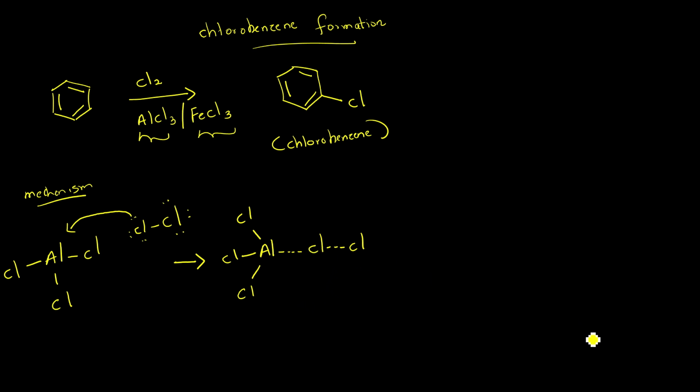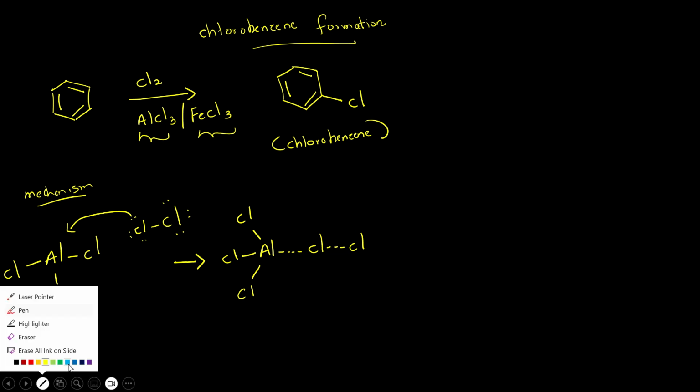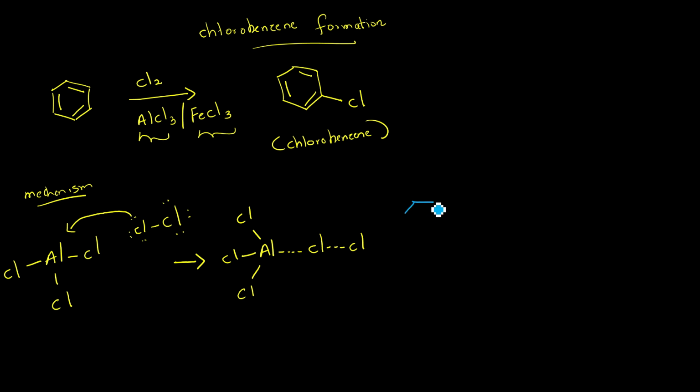And then benzene comes into the picture. Let me take another color to draw the benzene. Here we have the benzene. This benzene ring has higher electron density, so benzene can act as a nucleophile. Due to this bond formation, this chlorine becomes much more delta plus, because this bond is going to be broken. With this broken bond, one of the electrons of this particular chlorine is going away.